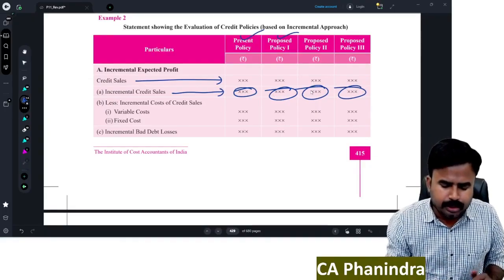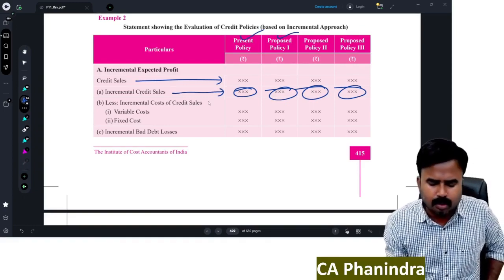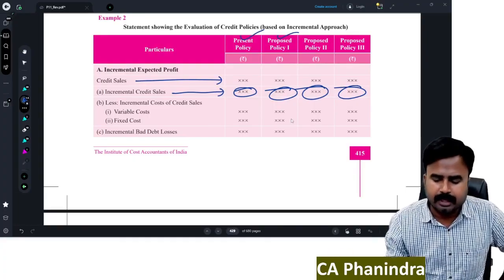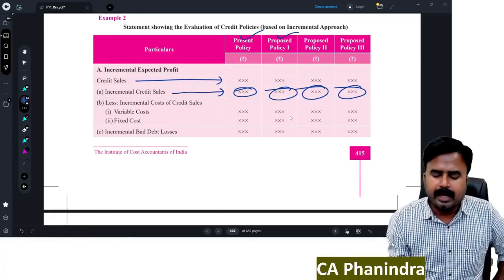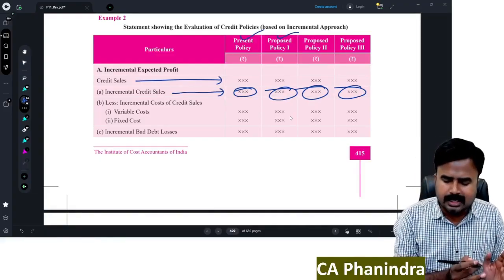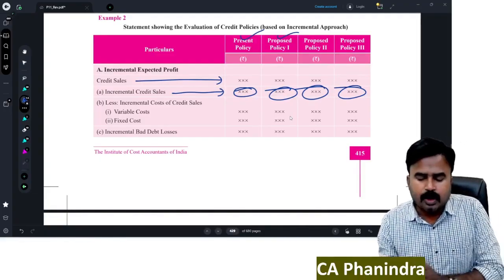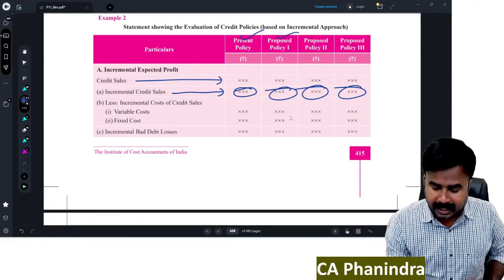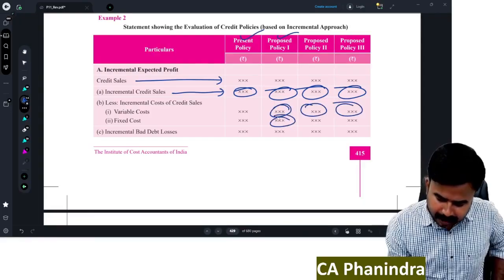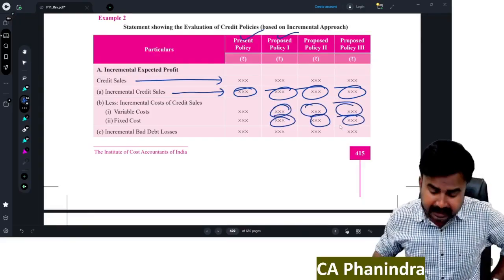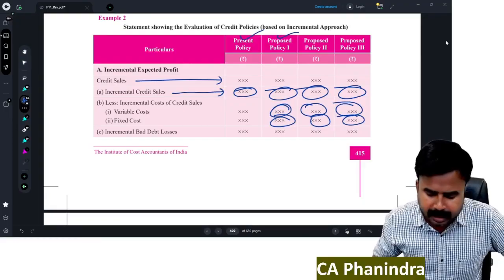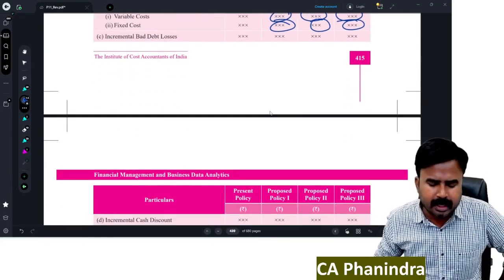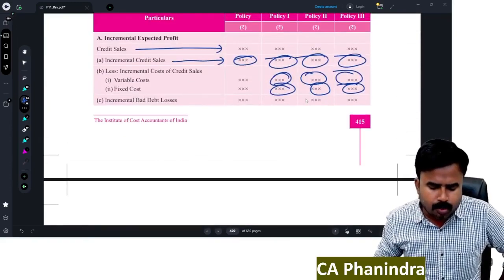Once we get it, what should I do? Incremental cost of credit sales. How to calculate it? Write the variable cost, write the fixed cost, and get the incremental value. That is variable cost under policy 1 minus variable cost under existing policy, variable cost under policy 2 minus variable cost under present policy. Like that you have to write incremental variable cost and incremental fixed costs. Deduct the incremental total cost from your incremental credit sales, then you'll get incremental profit before adjustment of incremental bad debts and cash discount.